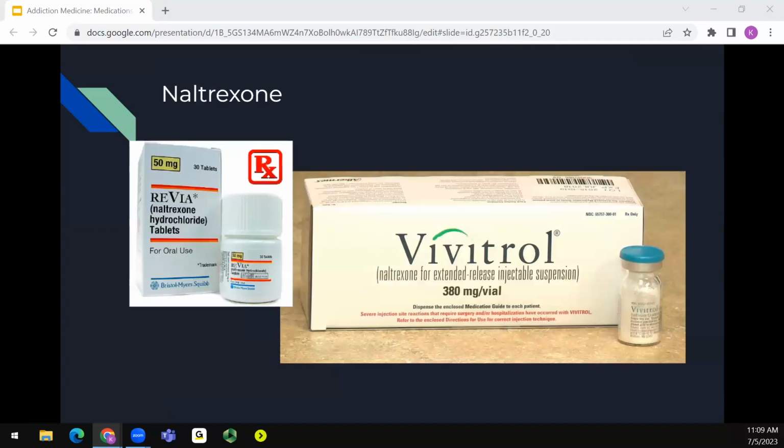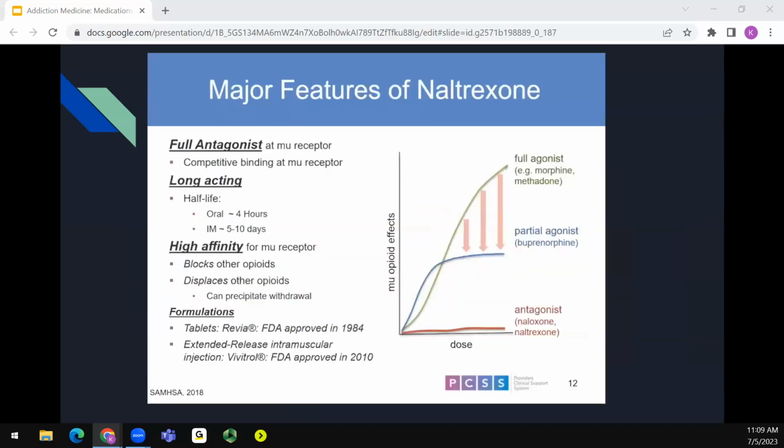So the second medication for opioid use disorder, which is also approved for alcohol use disorder, is naltrexone. 2 of the formulations are seen here. You have the oral tablets and the extended release injectable suspension called Vivitrol. Naltrexone is a long-acting, high-affinity competitive receptor antagonist. And in sufficient plasma concentrations, naltrexone fully blocks the opioid effects, reduces and suppresses opioid cravings, and it blocks the euphoric and sedative effects of opioids.